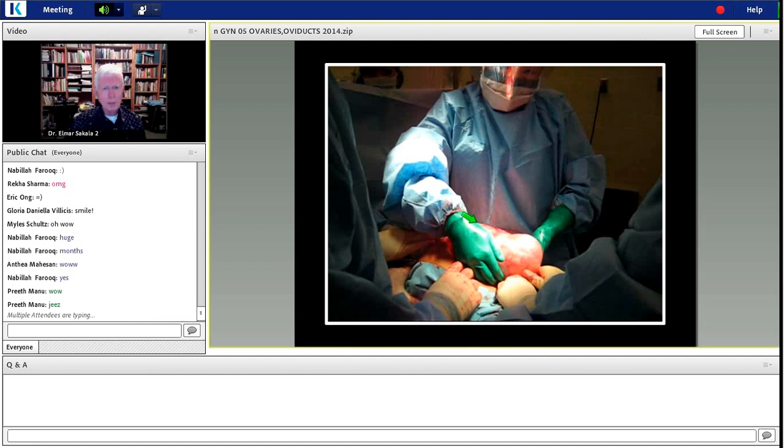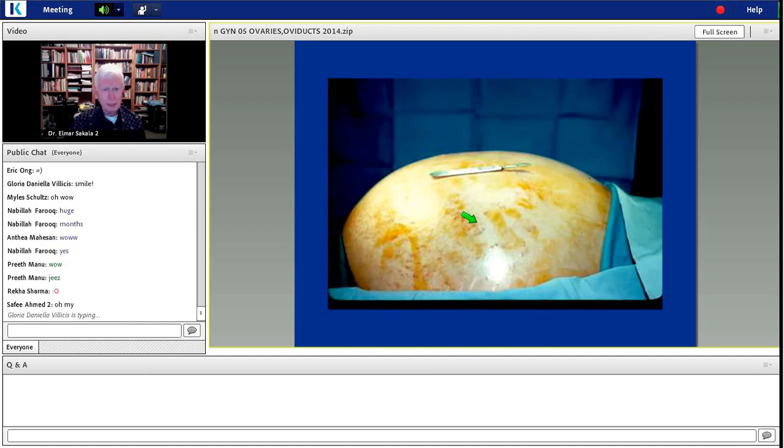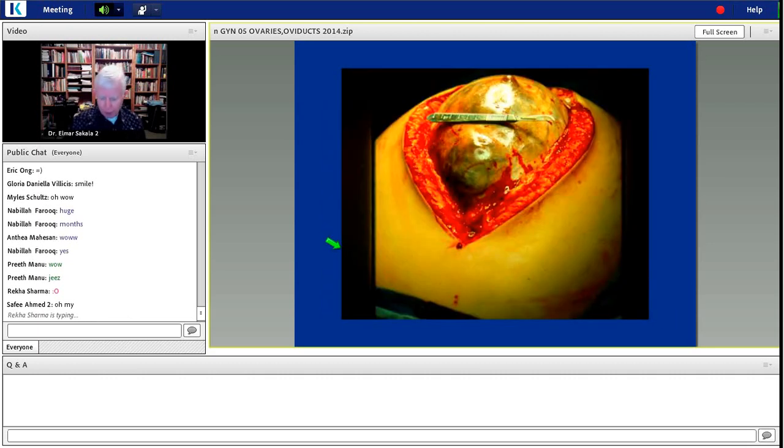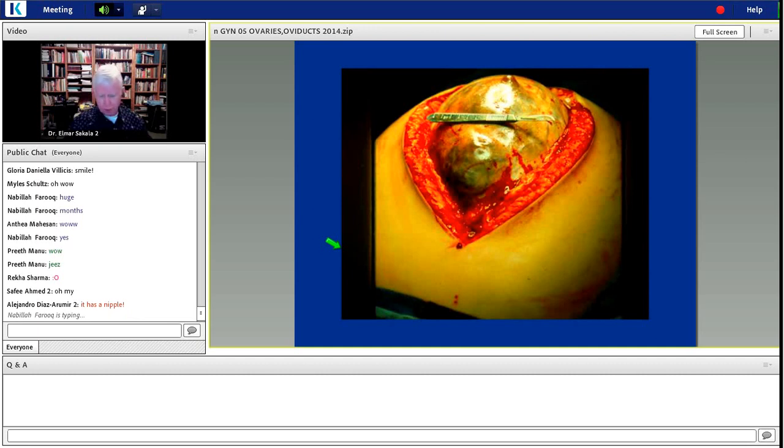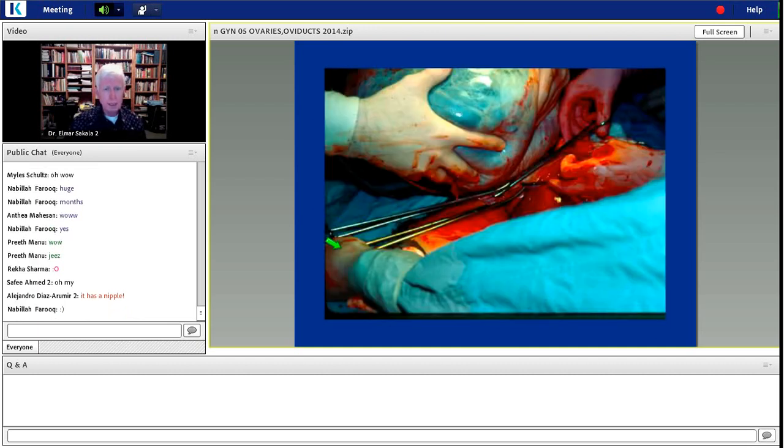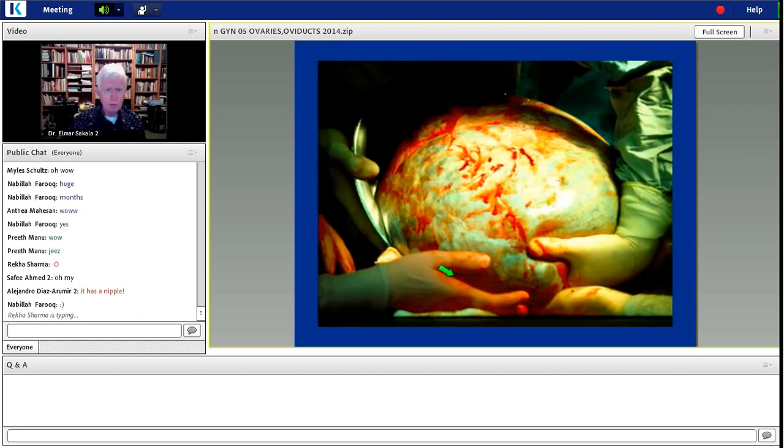Now, I want to show you the biggest one that I was involved in taking out. This is an abdomen which has a huge mass in it. And here we are opening up the abdomen. We went from the symphysis to the xiphoid in order to get this out. You can see we're lifting up this huge mass. We're clamping the ovarian pedicle. And this is what it looked like.